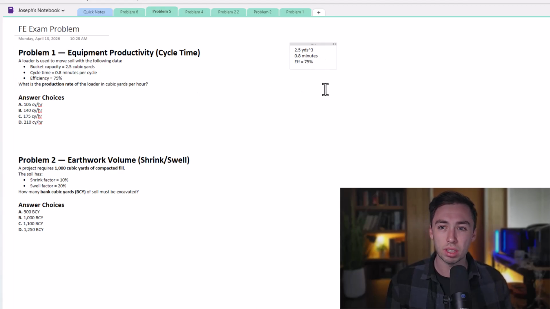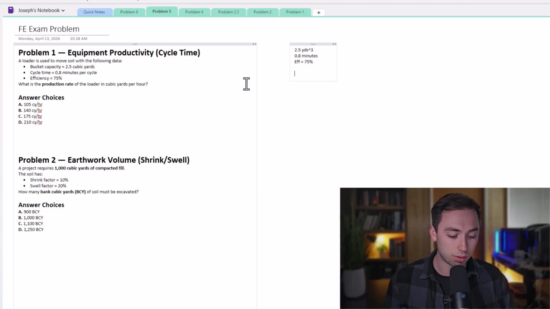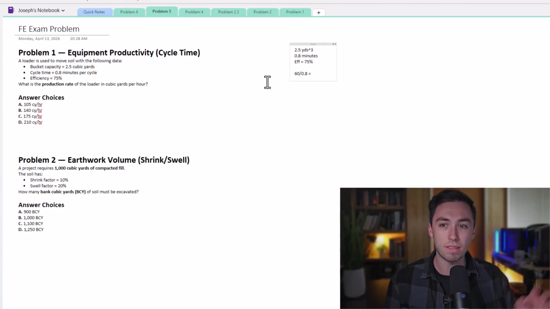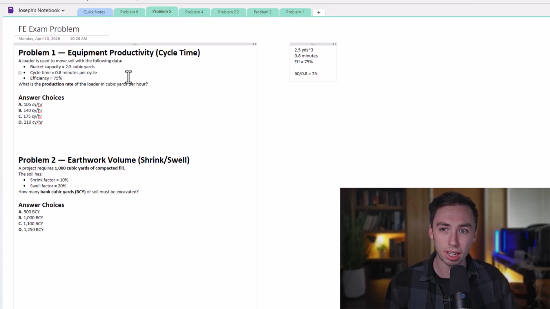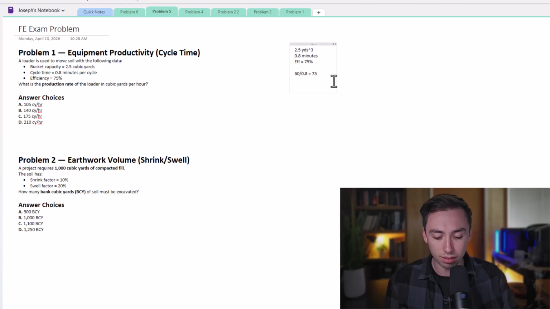So 2.5 cubic yards, the cycle time is 0.8 minutes per cycle, and it wants the hourly rate, so per hour. So the 60 minutes an hour, of course, and we're going to divide that by 0.8. So that gives us about 75 cycles per hour because it's 0.8 minutes per cycle. And we're going to multiply that by the bucket capacity, which is 2.5 cubic yards. So let's go 75 times 2.5. And that'll give us 187.5, but we need to apply the efficiency, which is 75%.